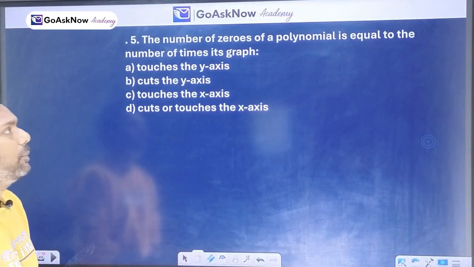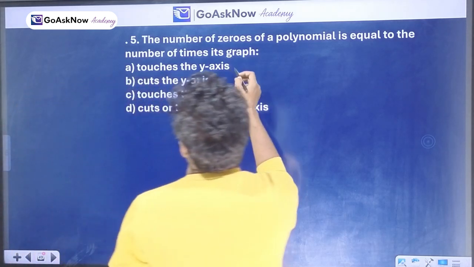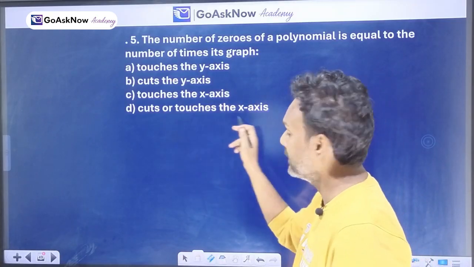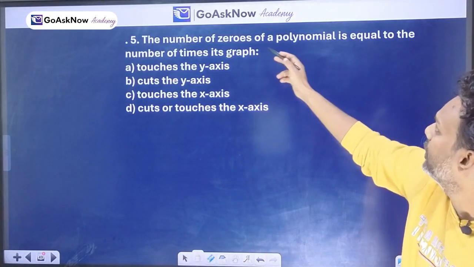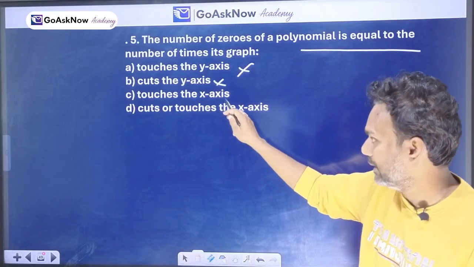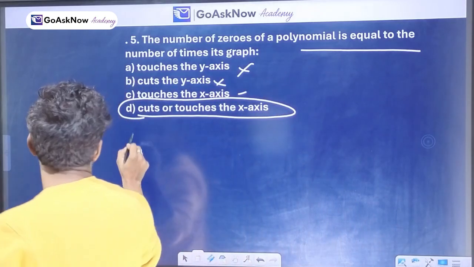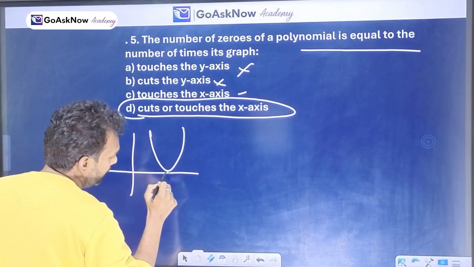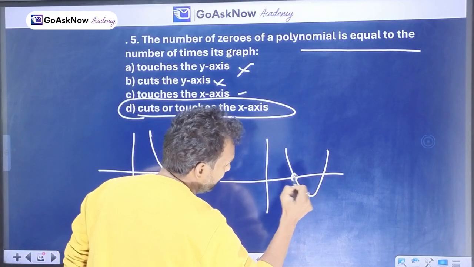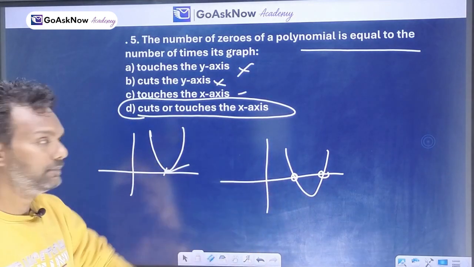The number of zeros of a polynomial is equal to the number of times its graph touches the y-axis, cuts the y-axis, touches the x-axis, or cuts the x-axis. The number of zeros of a polynomial is equal to what? Touches the y-axis? No. Cuts the y-axis? No. Touches the x-axis? Yes. But also touches the x-axis and cuts the x-axis. Means this is also a root and these are also roots. So it can touch or intersect also.